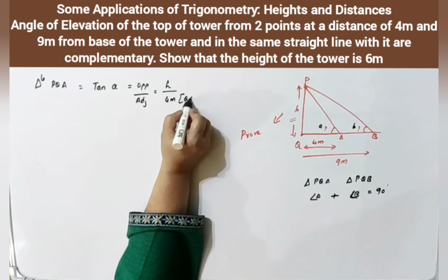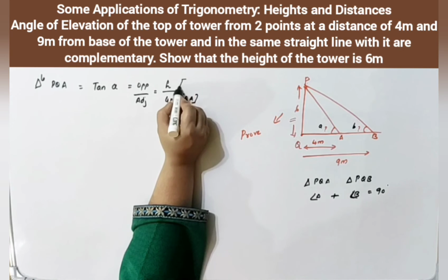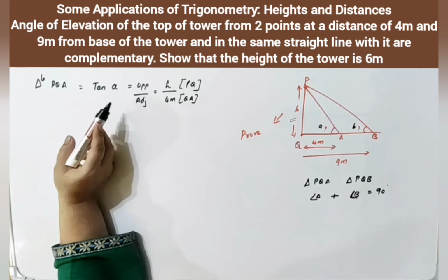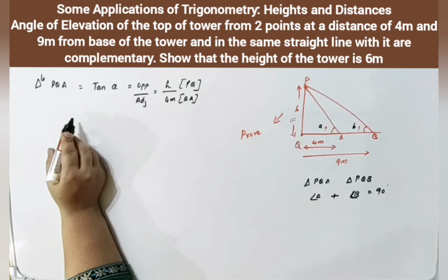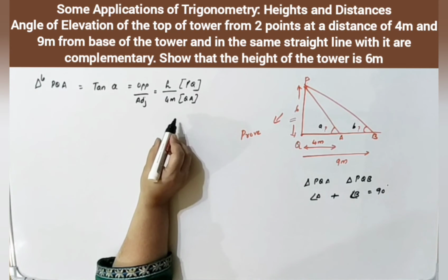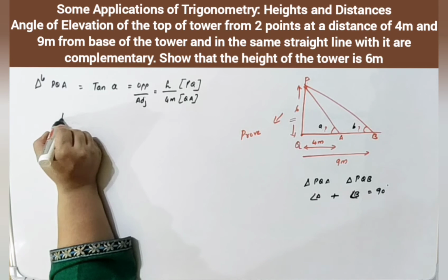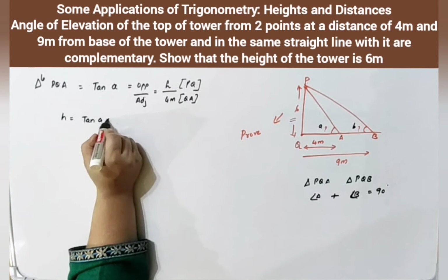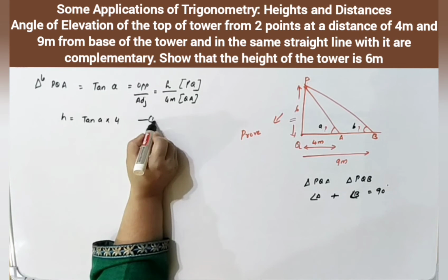Adjacent is nothing but QA and opposite is PQ. What is tan A? We don't know what tan A is, so we'll leave it like this. We'll isolate H here. H is equal to tan A into 4. Let's call this equation 1.